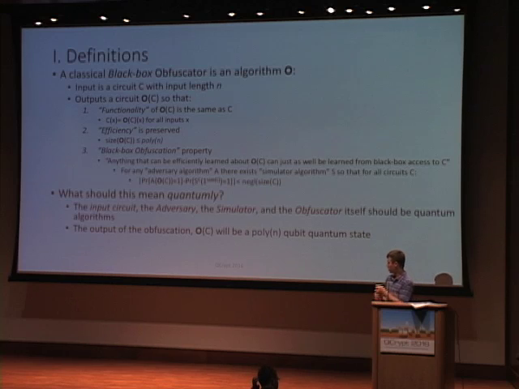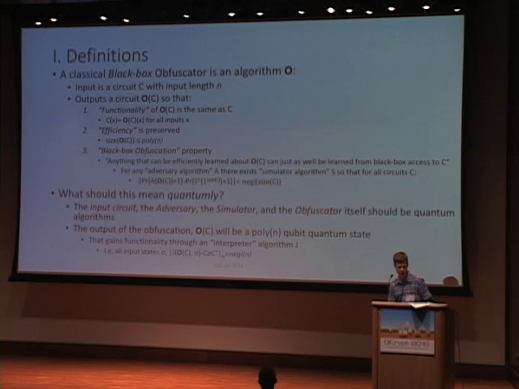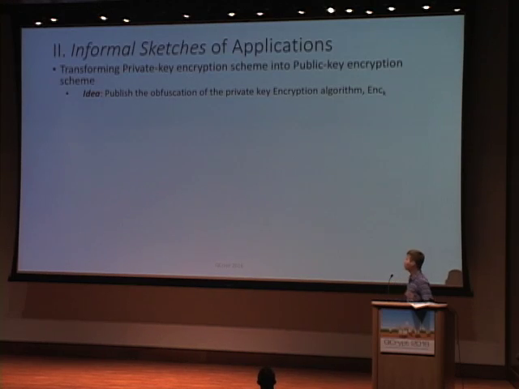Additionally, we're going to generalize the output of the obfuscation, O of C, so that it will be, in general, a polynomial in n qubit quantum state that gains functionality through an interpreter algorithm, J, which is some efficient algorithm that comes with the obfuscation algorithm, O, and uses this obfuscated state to run the circuit C on any input state, sigma. Okay, good. Now, this is some abstract definition, which might not be clear why it's so useful.